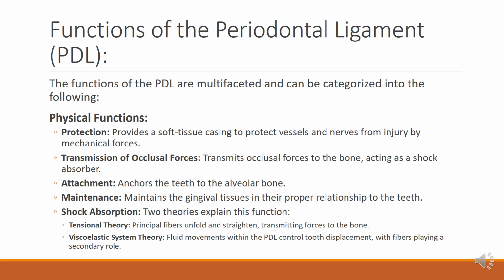Shock absorption can be explained by two theories. First one is tensional theory, in which principal fibers first unfold and then straighten, transmitting forces to the bone. And second one is viscoelastic system theory, which says that fluid movements within the periodontal ligament control the tooth displacement, with fibers having only a secondary role.